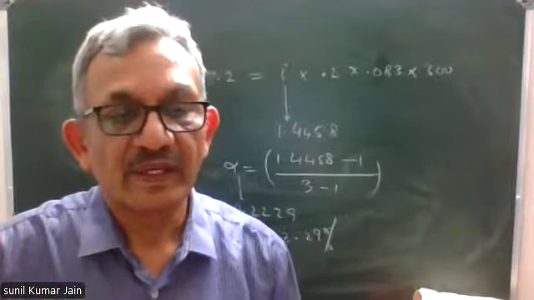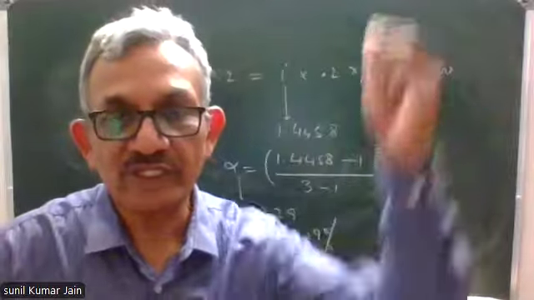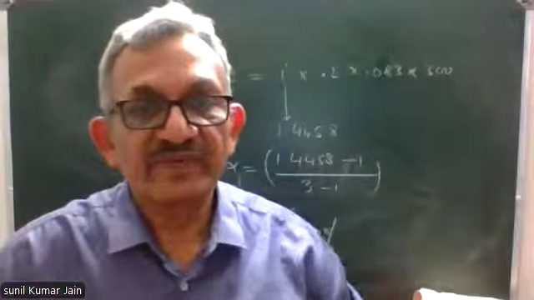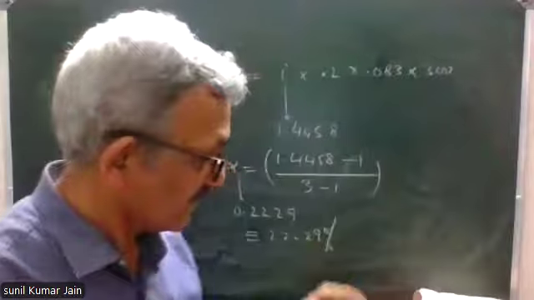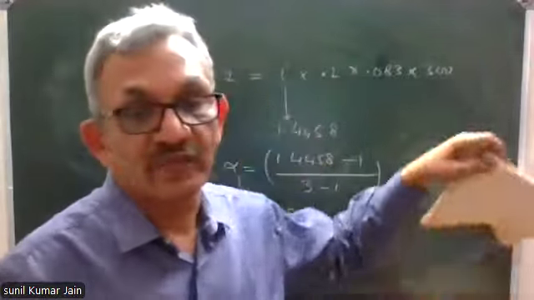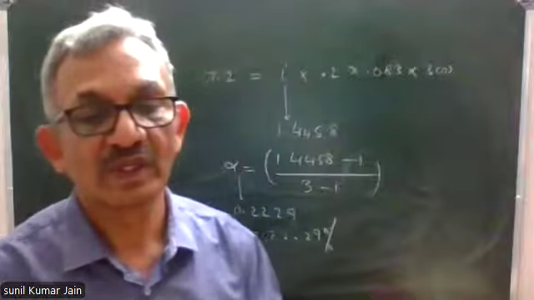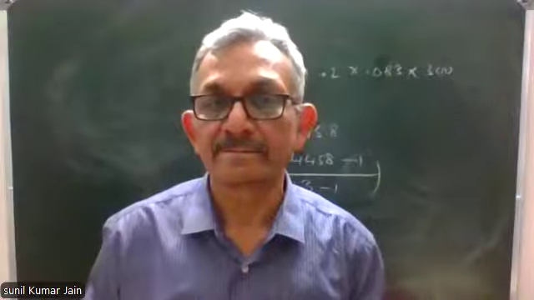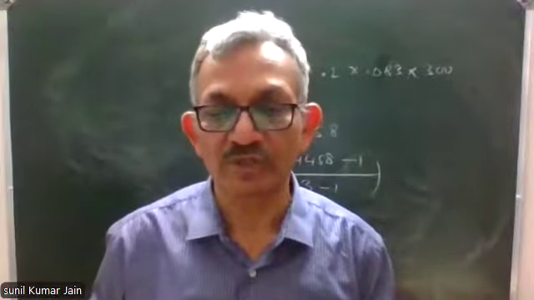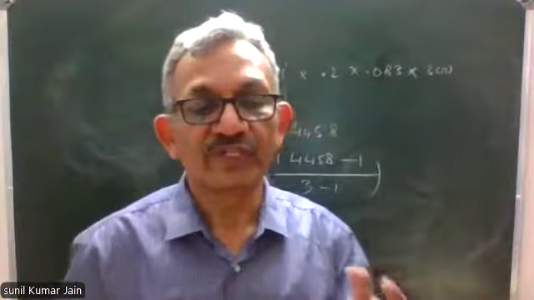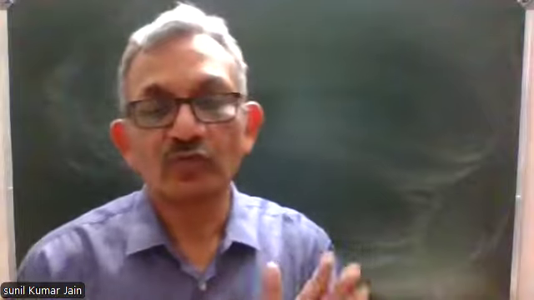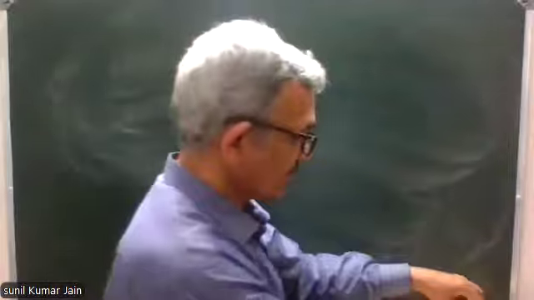Next paragraph. For association, alpha is defined as the fraction of the total number of molecules or moles which associate to form aggregates.